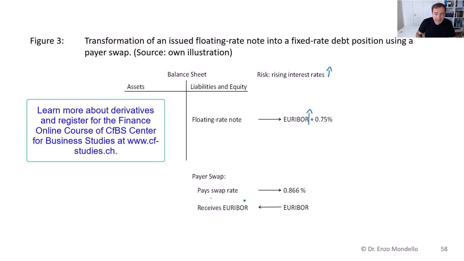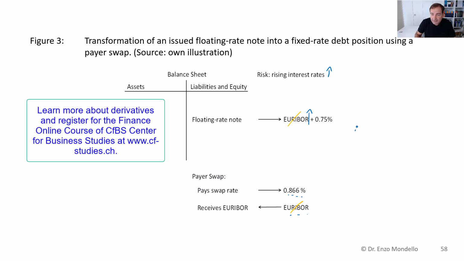The firm pays the swap rate of 0.866% and receives the EURIBOR. The EURIBOR cancels out. The firm pays the 6 months EURIBOR on the floating rate note issued and receives the EURIBOR on the payer swap. Hence the EURIBOR cancels out.